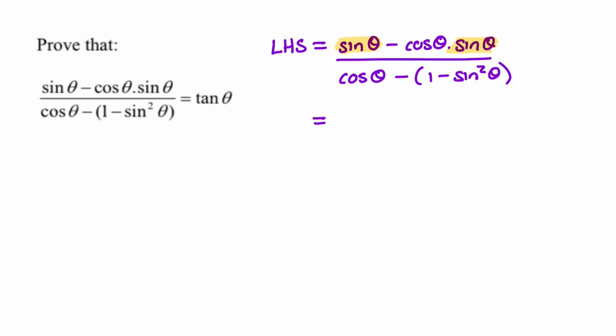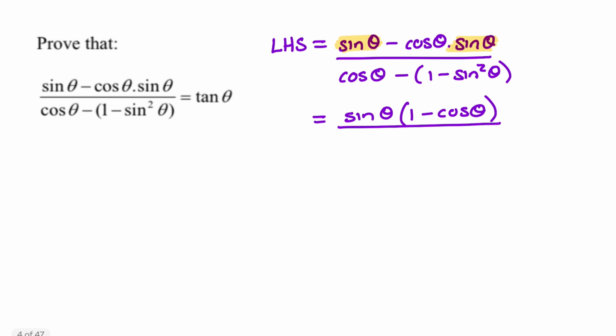So in the numerator, I'll take out sine theta. And if I take out sine theta in the first term, I'm left with 1 or a placeholder. And in the second term, if I take out the sine theta, I'm left with cos theta. And that's all I can do in the numerator for now. Now let's inspect the denominator.